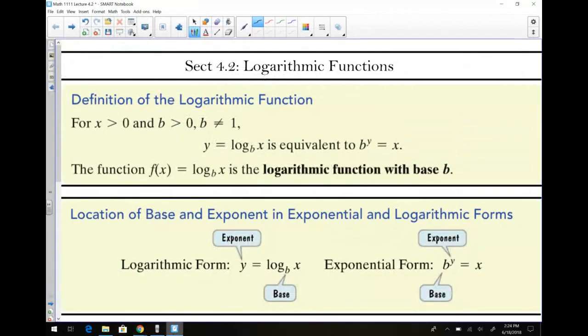So section 4.2, logarithmic functions. What I want y'all to note, first of all, before we even go over the definition, and obviously there's some notation of logarithmic functions and forms, is that a lot of times people feel a little bit overwhelmed with logarithmic functions, and it's probably because they don't recognize the notation. So the notation in this section is super, super important.